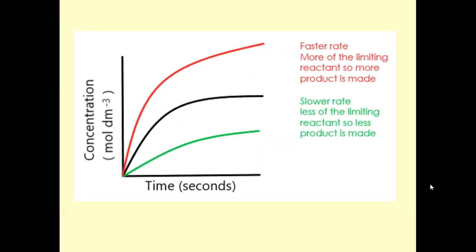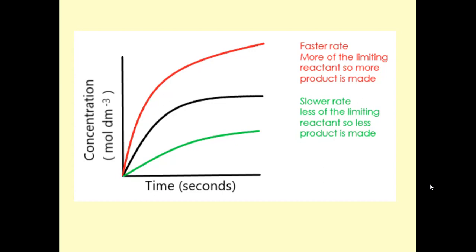So this is what would happen if we had a change in the number of moles of limiting reactant. The red line again shows a faster rate, so we might have a higher temperature, a higher concentration, etc. But in that case, we've also got more of the limiting reactant. So if we put more of the limiting reactant in, we're going to get more product, so the final height is going to be higher. And in fact, that hasn't actually leveled off yet at that point.